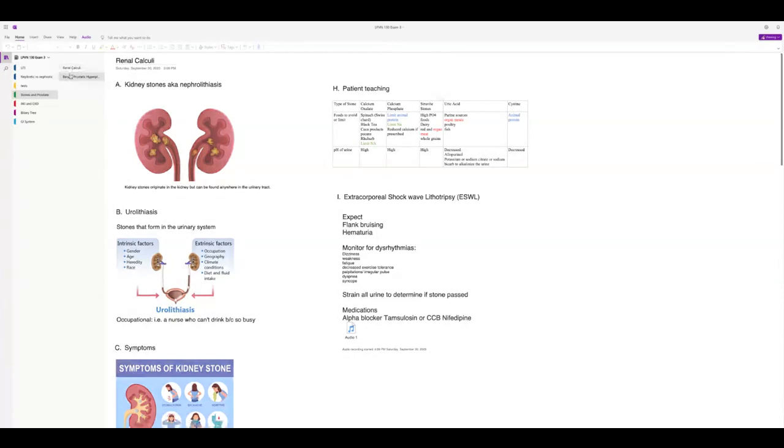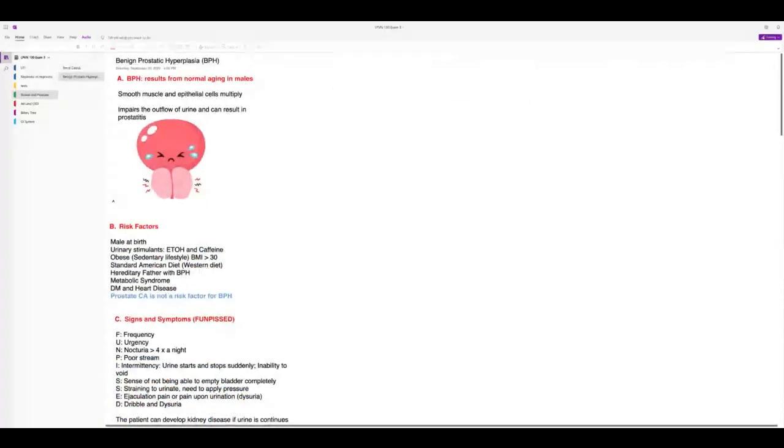Okay, you have to know a lot about BPH, okay? Lots of questions on ATI about BPH. All right, it's a result of normal aging in males. So what happens is the smooth muscle and the epithelial cells just multiply. So it's like they just grow, and it impairs the outflow of urine, and it can result in prostatitis.